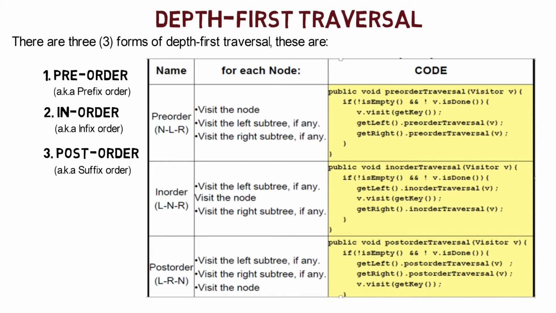So now, with the PreOrder Traversal, the traversal is done in this manner and order. You first visit the root node, then you visit the left subtree if there is any, and then you visit the right subtree. Also, with the InOrder, you first visit the left subtree if any, then you visit the root node before visiting the right subtree if there is any. With the PostOrder, we first visit the left subtree if there is any, then we visit the right subtree if there is any, and finally we visit the root node.